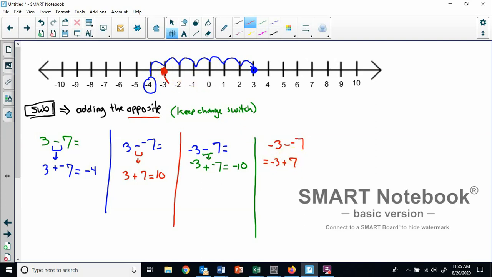So I am moving 7. And if you wanted to take the time to count, I think you would see that moving 7, let's see, 1, 2, 3, 4, 5, 6, 7, is going to be positive 4. Okay? So if you can add, you can subtract positive and negative numbers.